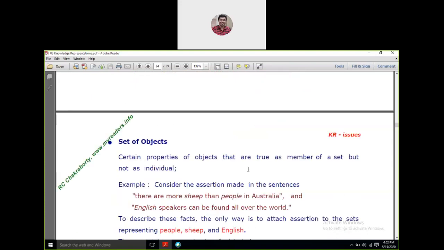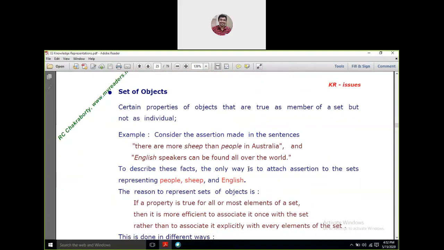Let's move on. We'll not be running fast, but we'll be running a bit steadily today, from today onwards, in fact. Now comes the set of objects. How are you going to remember this during your examination? What is this set of objects?